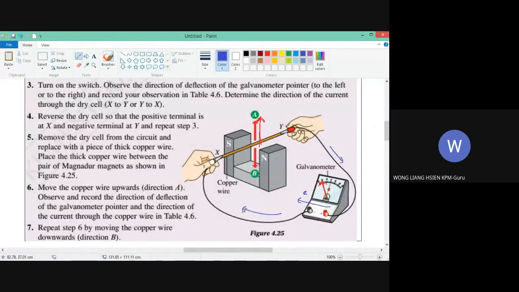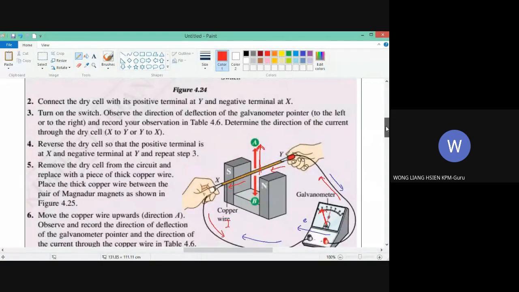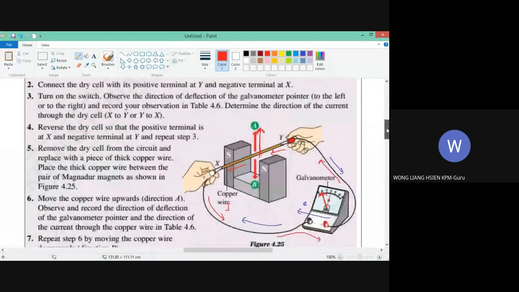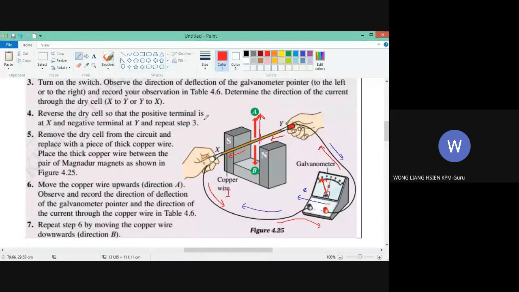If the electron flows in this direction, that means the current is in the opposite direction. That means the current flows this direction. Right or not? If the current flows in this direction, then if we compare this XY to the positive and negative of the dry cell, we can see that this must be positive, this must be negative. This is the positive terminal, this is the negative terminal. Then the current can flow in this direction. You see or not?